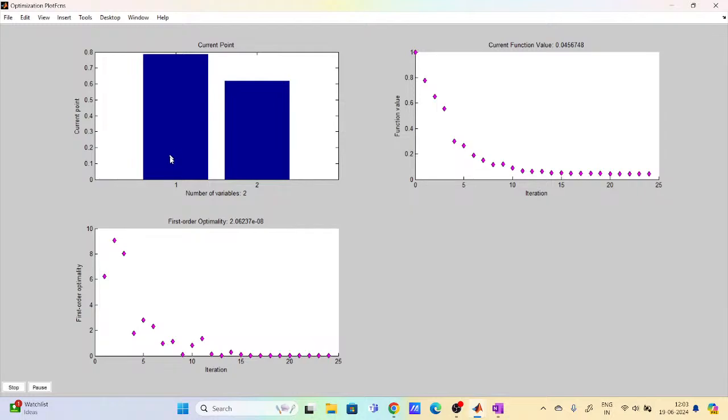what are the two values? One means x1, two means x2. The first value is this one, the second value is this. These are the graphs of the first two, since there are only two variables, x1 and x2. Iteration, how many iterations? Look at the iterations. This many iterations are there, and these are the functional values.